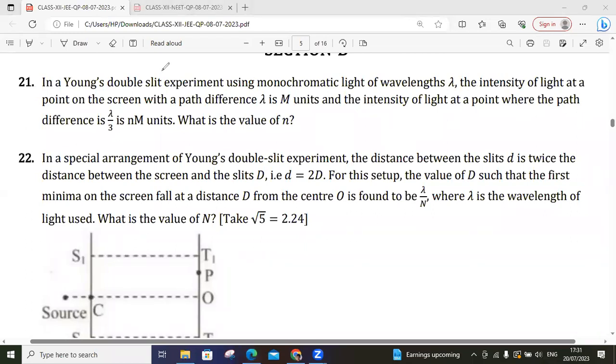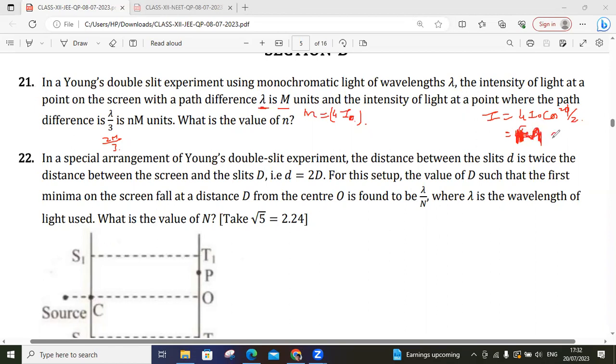So where the path difference is lambda, you will get a bright fringe. And so M is actually 4I0, right? And the intensity where the path difference is lambda by 3: so lambda by 3 path difference, how much intensity will we get? The resulting intensity is 4I0 cos square phi by 2. So lambda by 3 is the path difference, so the phase difference will be how much? Wherever lambda is there, put 2 pi. 2 pi by 3 will be the phase difference. Put that here. It will be 4I0, 4I0 is M.